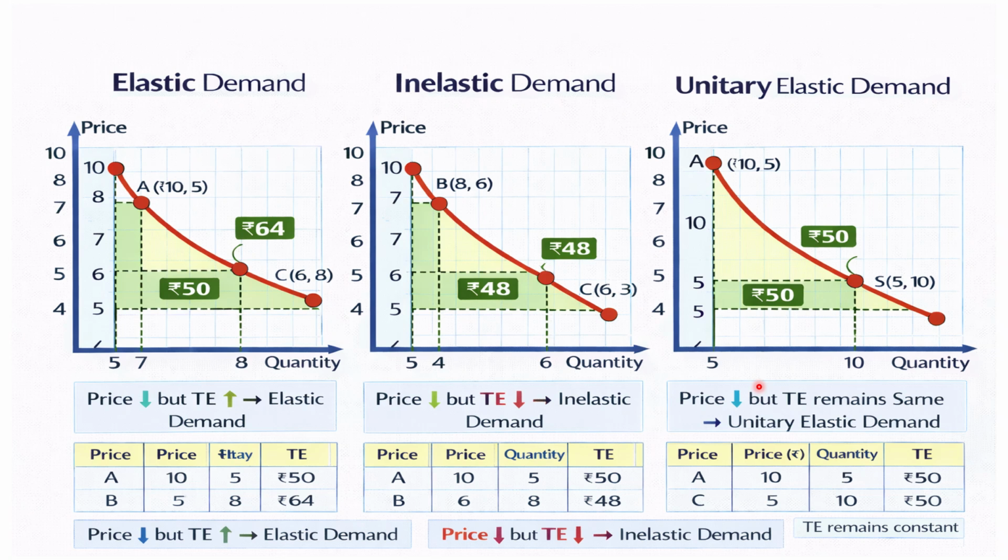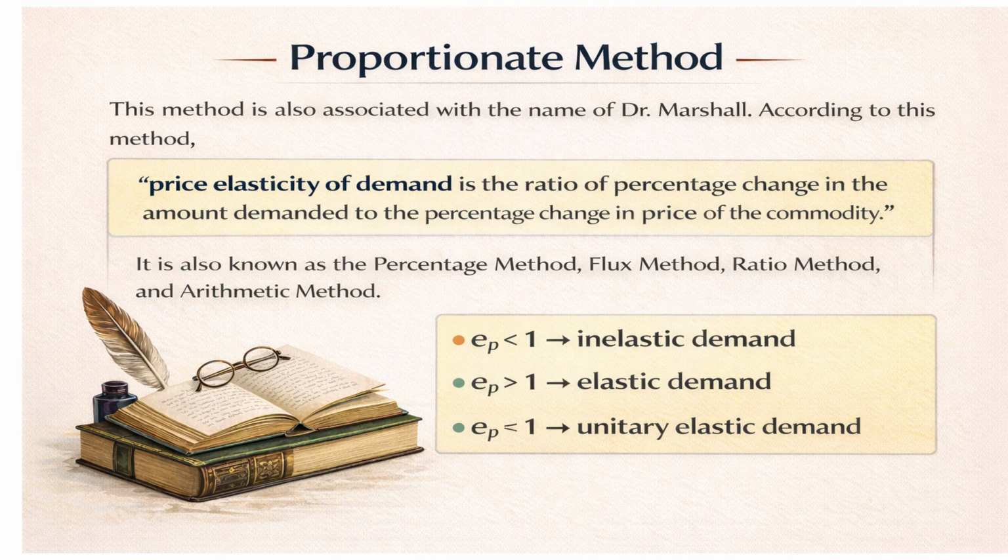And the third one is unitary elastic demand, in which price decreases, quantity increases, but total expenditure remains constant. You have seen this in the graph, 50 and 50. So here these are the three variants of the total expenditure method, in which we have studied elastic demand, inelastic demand and unitary elastic demand.